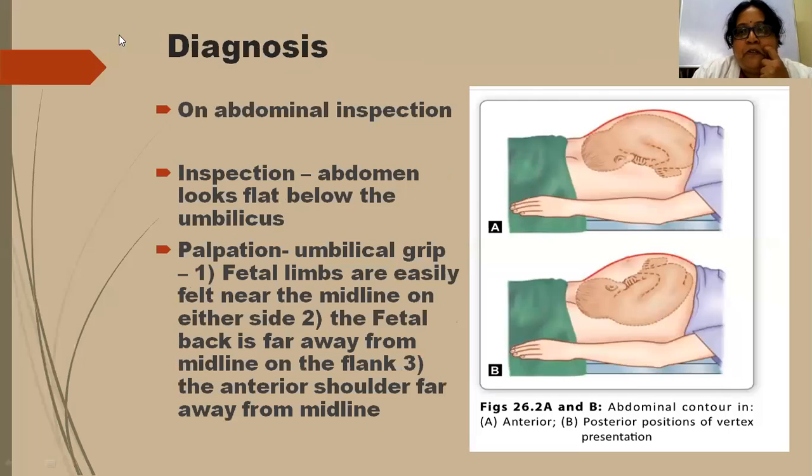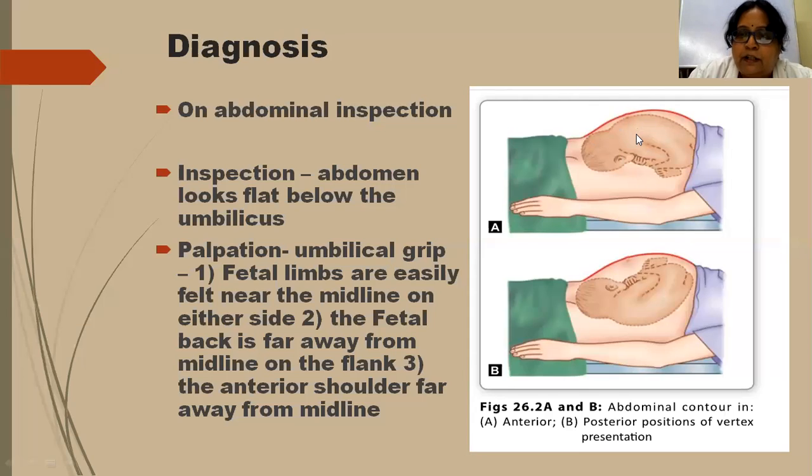So how will you diagnose, when you examine a patient, whether it is occipito-anterior or occipito-posterior position? When you see the shape of the uterus on abdominal inspection, the abdomen below the umbilicus is usually flat when the occiput is placed posteriorly over the sacrum. So it looks flat. See, whereas this curve is not flat when the occiput is placed anteriorly.